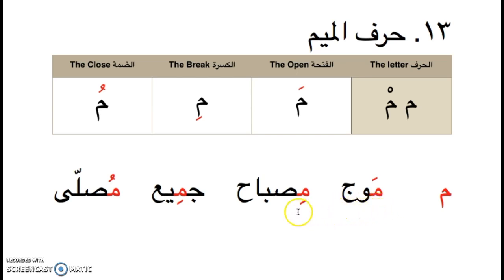Mauj is wave. Misbah is a lamp, like, you know, the one that brings light. Misbah, like lamp. Jami' is all. Jami' is all.